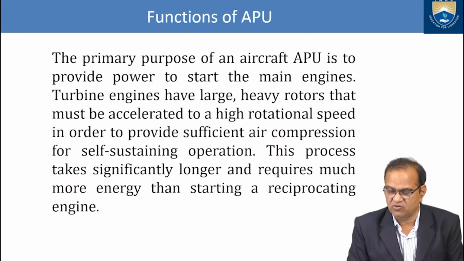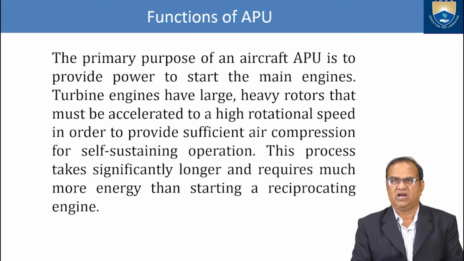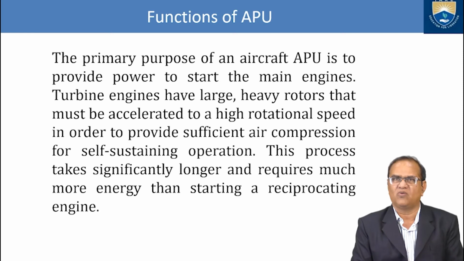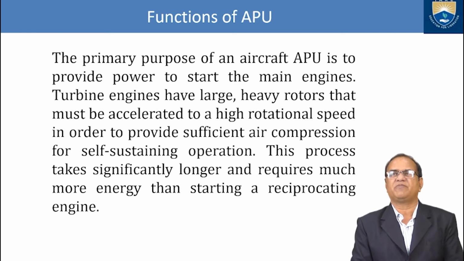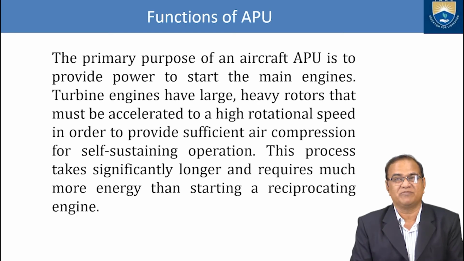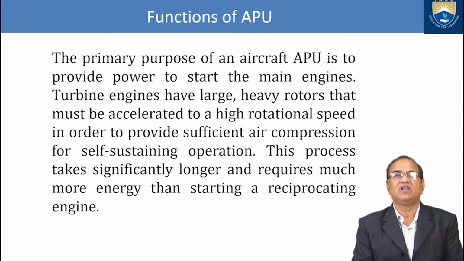Now I will talk about the functions of the APU. I have given some glimpse of this. Now I will go through each function, how the APUs are working. The primary purpose of an aircraft auxiliary power unit, or APU, is to provide power to start the main engine. So first it is giving power to the main engine. First we have to start the APU, and then the APU will rotate the main engine.